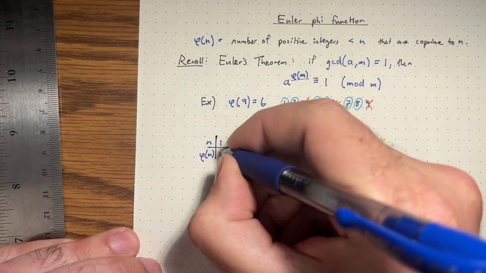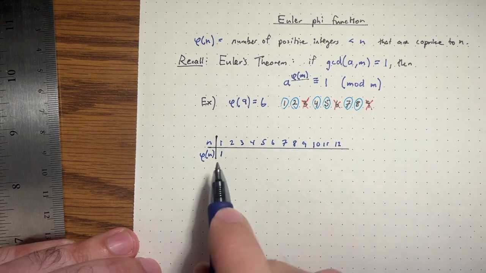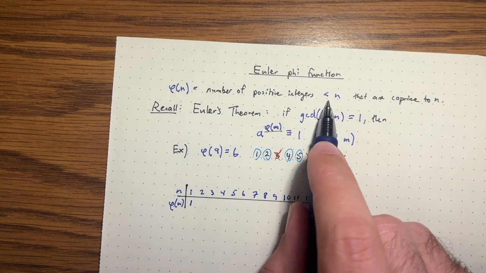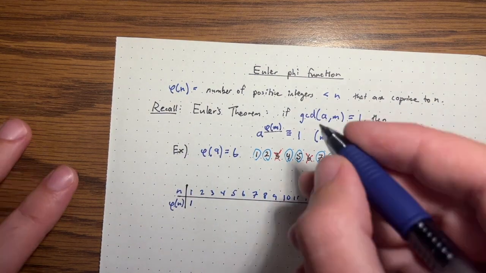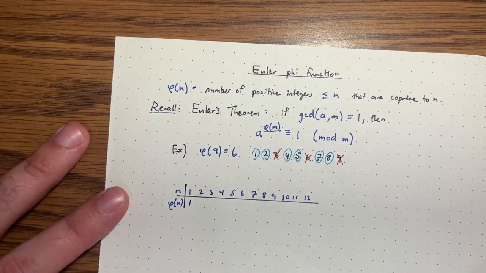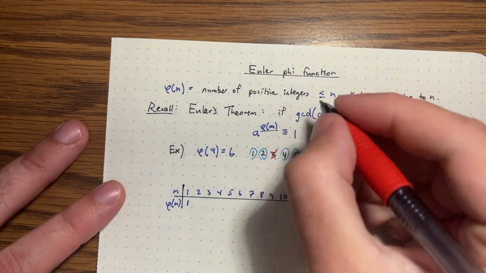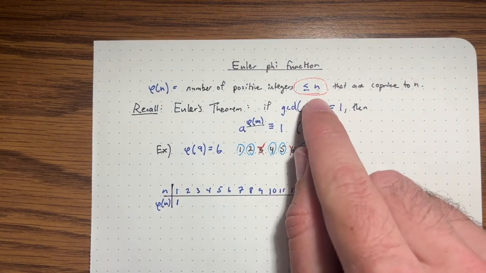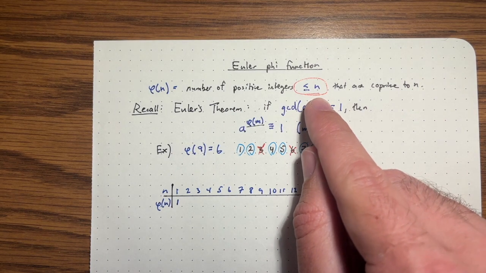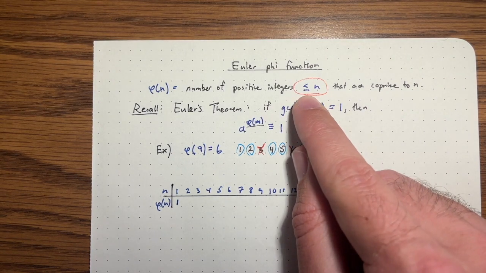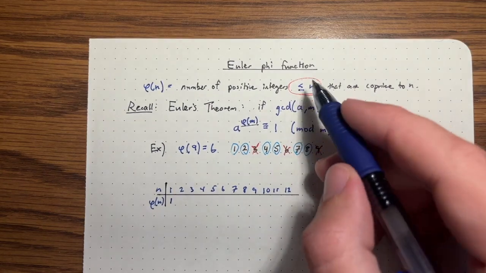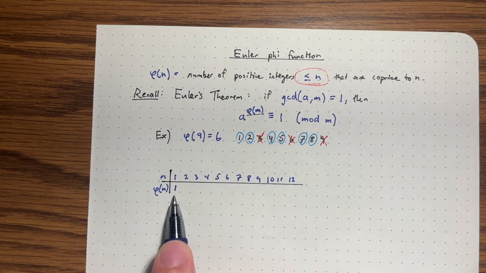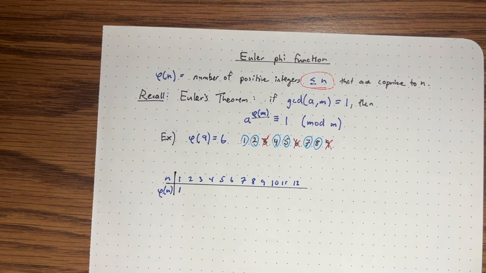So phi of 1, typically we want to define it to be 1. However, I'm noticing that this definition would actually give 0. So I do want to make one small change to this definition. I want to say less than or equal to n. So it's the number of positive integers less than or equal to n. Normally this is not going to matter at all, because if n is greater than 1, it doesn't matter whether you say less than or less than or equal. Because n is certainly not co-prime to itself, so it'll just always be crossed out. But I do want to define phi of 1 to be 1, so I'm just going to do that by changing it to less than or equal.